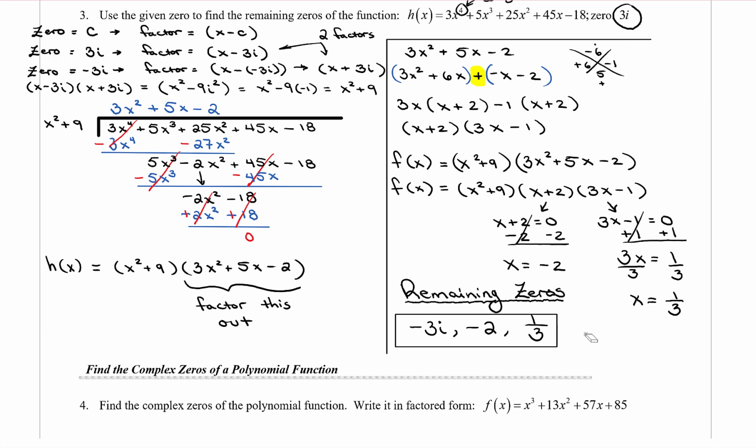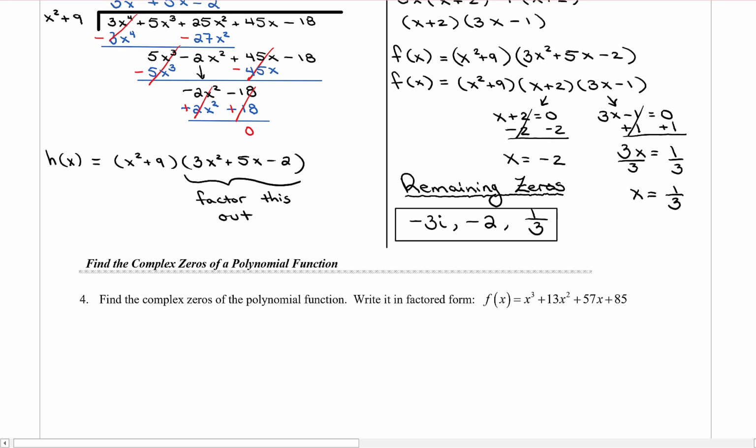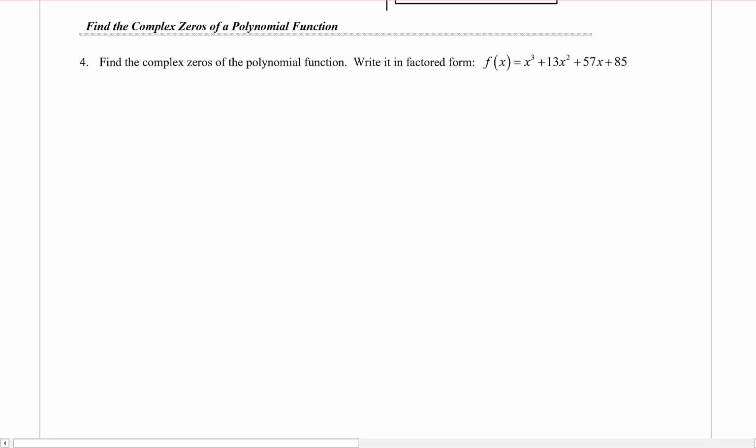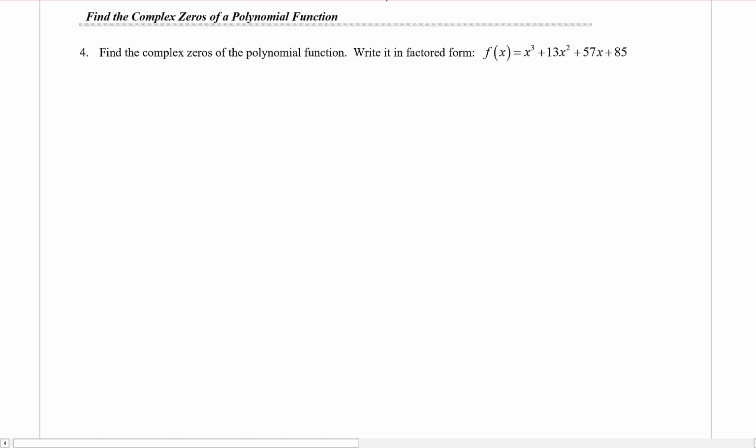Now we're ready to find the complex zeros of a polynomial function. So 4 says, find the complex zeros of the polynomial function and also write it in factored form. So this is a 2-part question. Part 1, find the complex zeros. Part 2, write the polynomial function in factored form. All right, let's start off with part 1, trying to find those complex zeros.